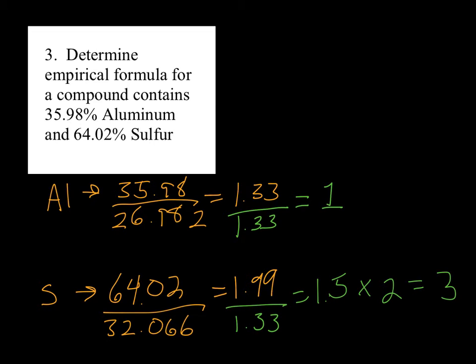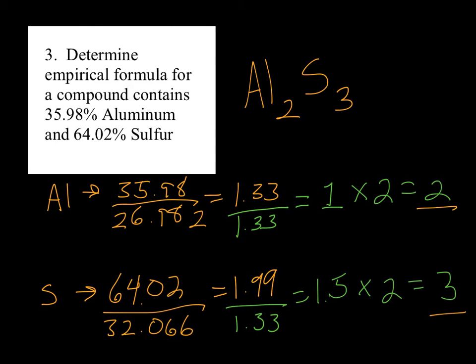But if I multiply that one by 2, I have to multiply this one by 2 also, which gives me a 2. So these are now the subscripts for my empirical formula. So I have aluminum with a subscript of 2 and sulfur with a subscript of 3. And this is the empirical formula for that compound.